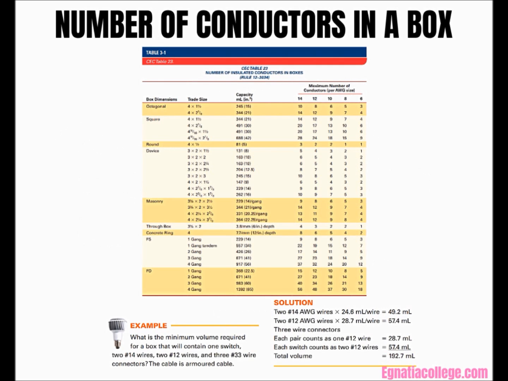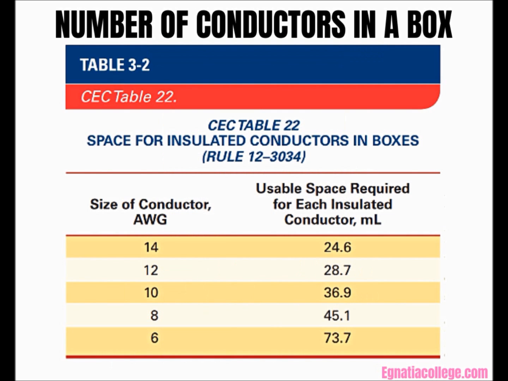Number of conductors in a box. Rule 12-3034 dictates that outlet boxes, switch boxes, and device boxes be large enough to provide ample room for the wires without having to jam or crowd the wires into them. CEC Table 23 specifies the maximum number of conductors allowed in standard outlet boxes and switch boxes. A conductor running through the box is counted as one conductor. Each conductor originating outside the box and terminating inside it is counted as one conductor. Conductors that originate and terminate within the box are not counted.